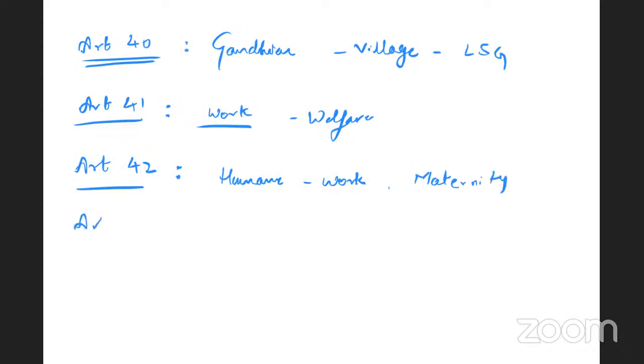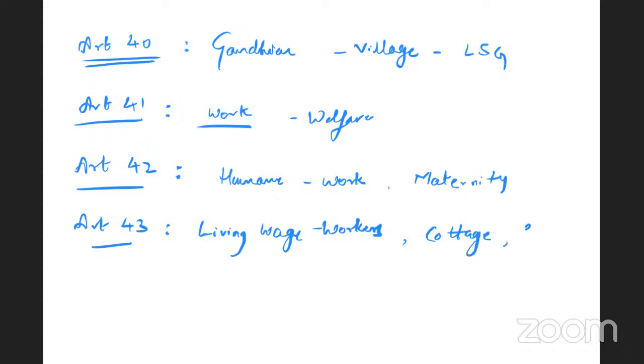Now let us discuss Article 43. It says that the state is to secure a living wage for its workers. The state is to promote cottage industries, and workers should enjoy a decent standard of living. The state is to promote cottage industries, secure a living wage for workers, and workers are to enjoy a decent standard of living and have leisure. Okay.